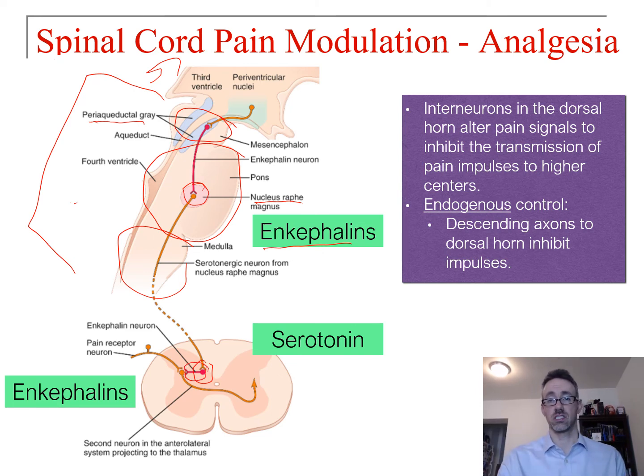They release serotonin onto these little red interneurons, and these little red interneurons will then release enkephalins onto both the presynaptic and postsynaptic pain neurons, both fast and slow. And so these enkephalins are going to interact with receptors located on the presynaptic and postsynaptic sides of these pain neurons. And enkephalins are a type of what is known as endorphins.